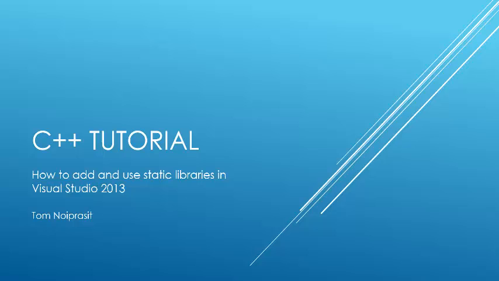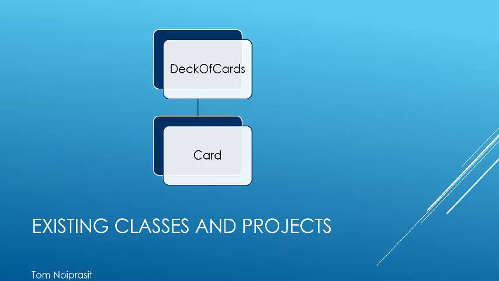Today we are going to show you how to add and use a static library in Visual Studio 2013. So let's say you have two projects, and for this tutorial we just make sure that each project has one class. We got one class called deck of cards and the other one called card. The deck of cards in our case uses card, so it has some dependency on it, but you don't have to.